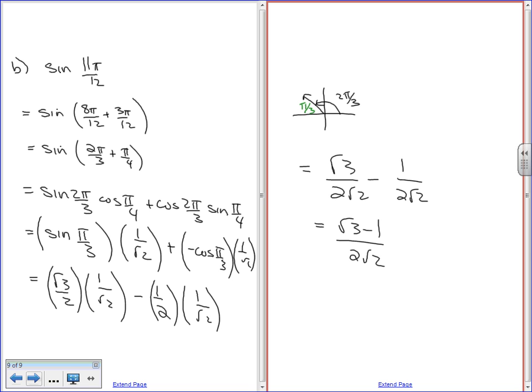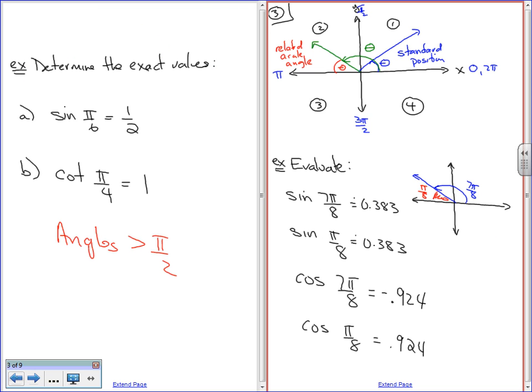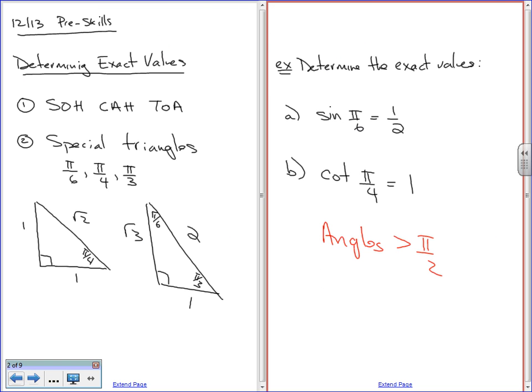And all of these questions are always going to have the same numbers, like root 2, root 3, 1. They're all going to be the same looking answers. Shouldn't be any different, because all of them come from the special triangles. So root 2, 1, root 3, 2. If any other numbers show up, you've done something wrong.